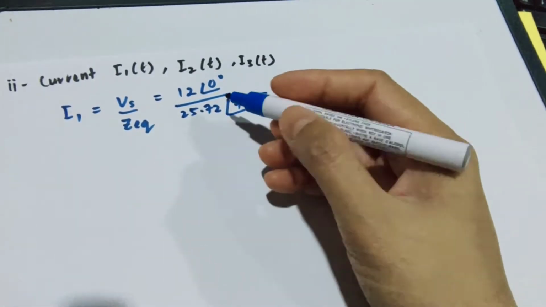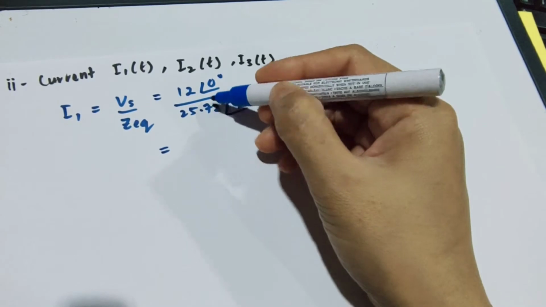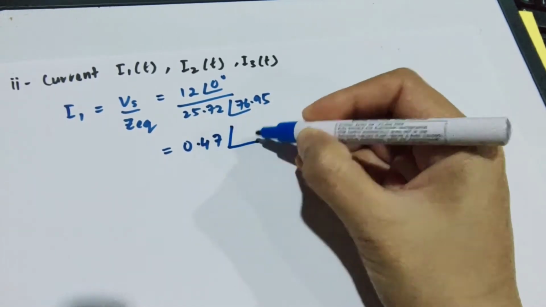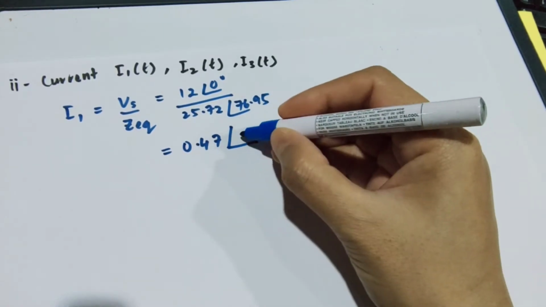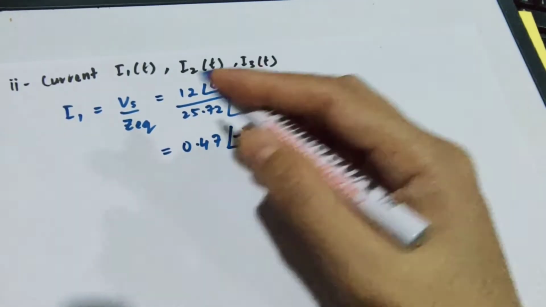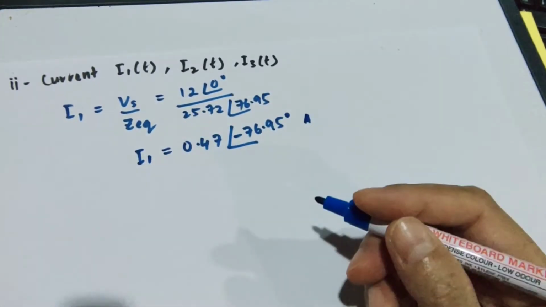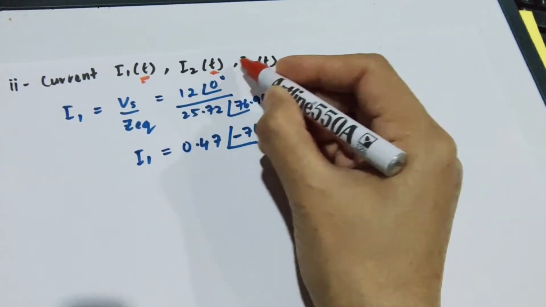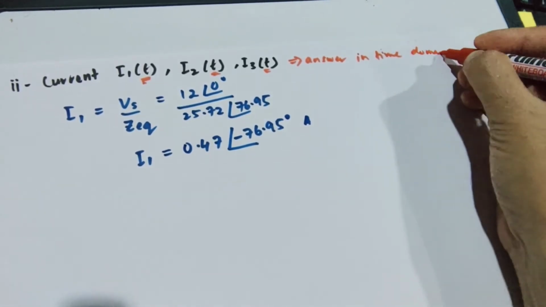So we can divide this now, the outer part as usual. 12 divided by 25.72, we manage to get 0.47, and inside here, theta we get 0 minus 76.95, so negative 76.95 degrees. So this is the I1 value in phasor form, in amperes. But the question is asking you to find I1(t), meaning answer in time domain.